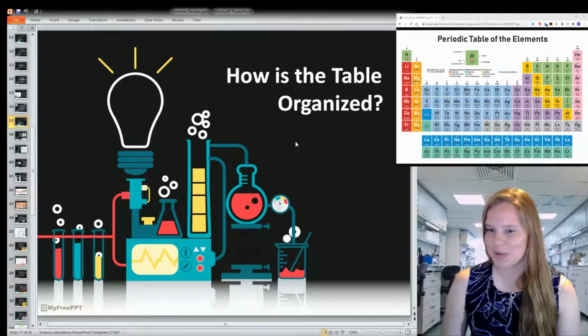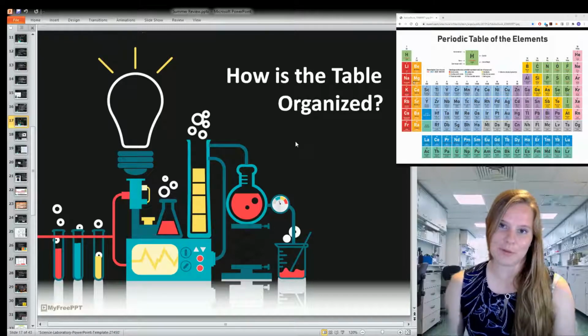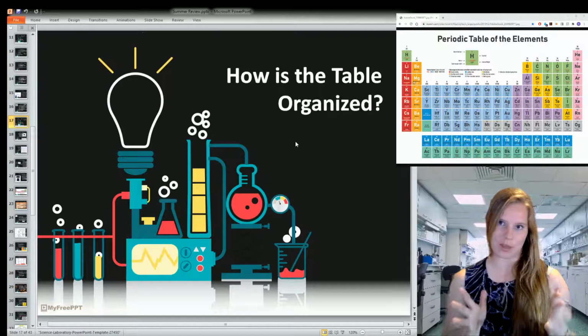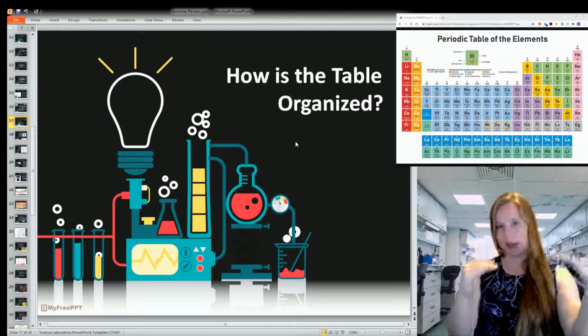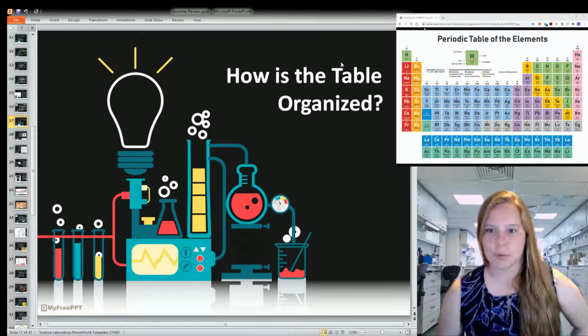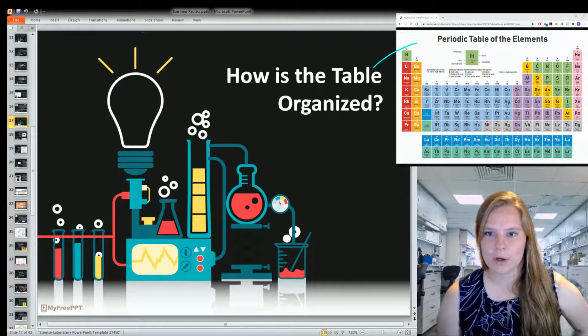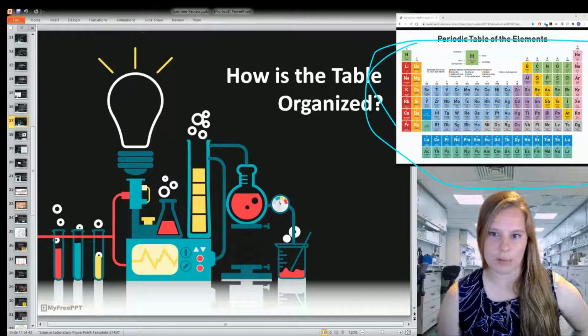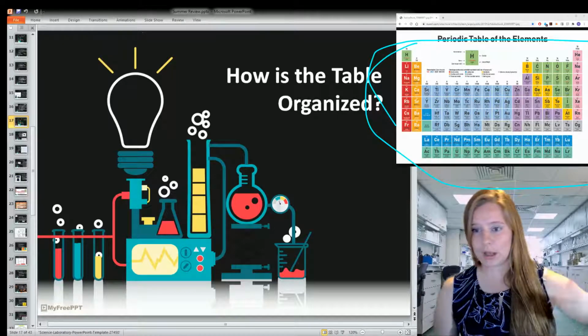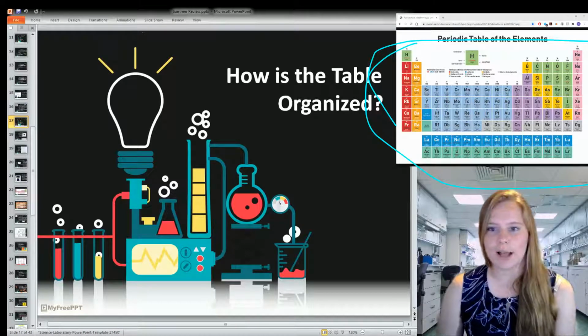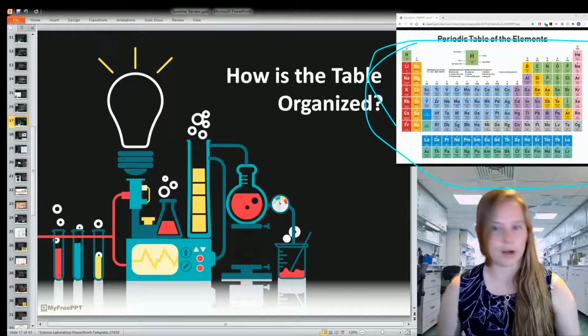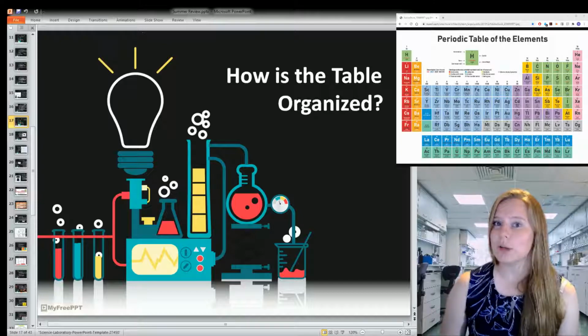Okay, how is the table organized? If you have been in chemistry class before this, if you were to sit down and just think for me right now, here's a periodic table right here. What could you tell me about this periodic table? Rows, columns, colors, location of different elements, the numbers that are on there. You should know quite a bit of information about that table.